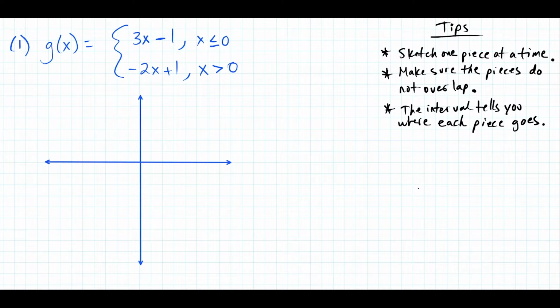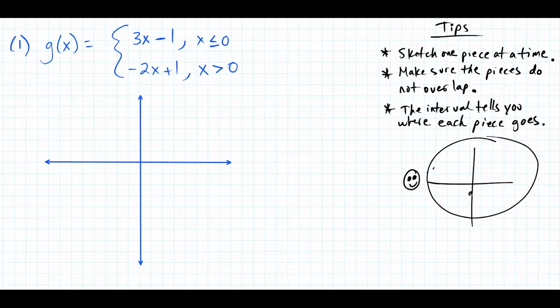So the most common mistake I see with these questions is that when people sketch these piecewise functions, they just draw everything at once. So when they see 3x minus 1, what they think of is they have a negative y-intercept and a positive slope. And then when they see negative 2x plus 1, they have a positive y-intercept and a negative slope, and they treat it like a system of equations, but this is not the way to think about these questions.